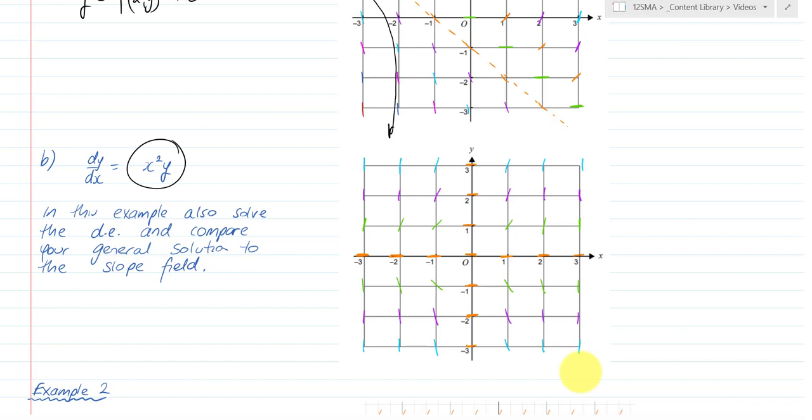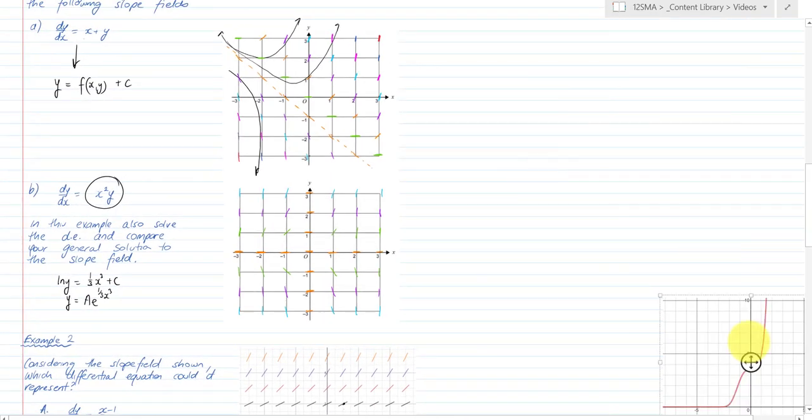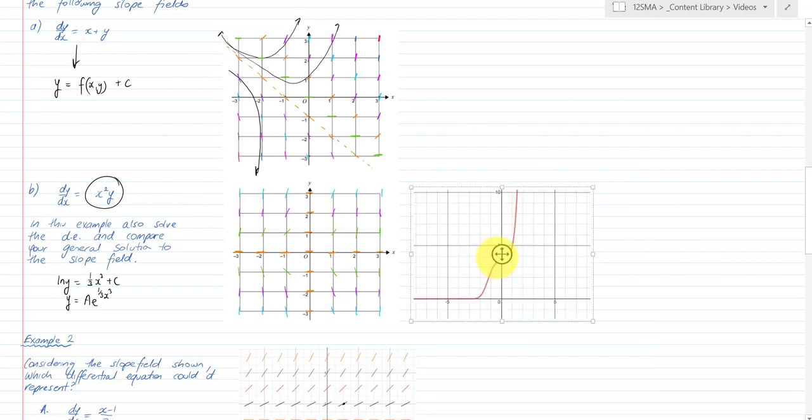And so if I was to solve this differential equation, and you're welcome to go ahead and do it, basically I get 1 over y on this side, x squared on that side, which gives me log y equals 1 third x cubed plus c. And so that gives me y is equal to A e to the 1 third x cubed. And it turns out that that function looks a little bit like this function, which I drew earlier.